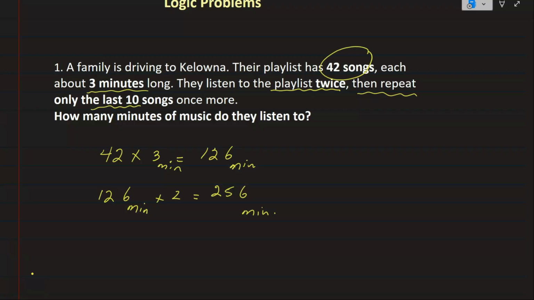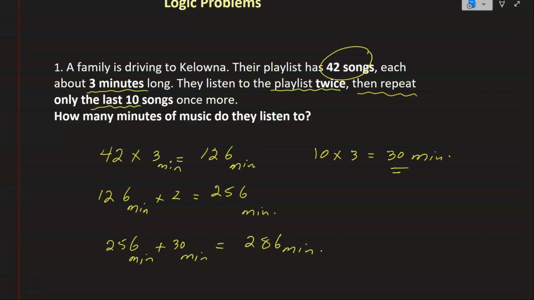Well, the last 10 songs, 10 times 3, that's 30 minutes of the last 10 songs, and you just have to add that to the last piece. So what do we have? We have 256 minutes, and then add the 30 minutes to it, and altogether you get 286 minutes of songs.